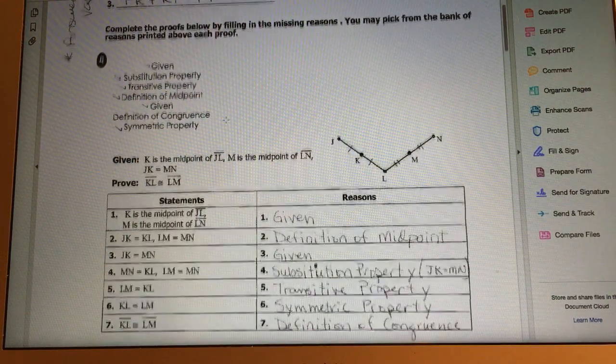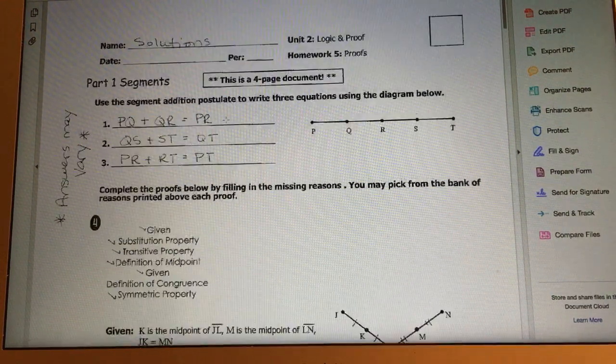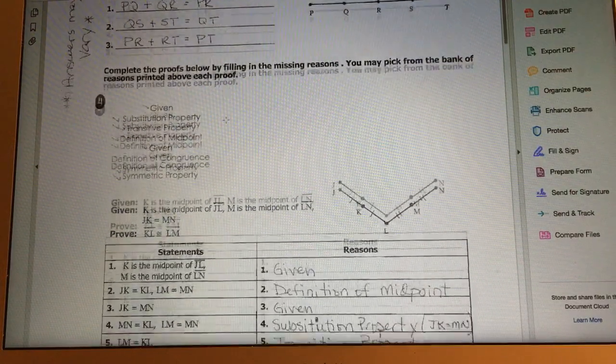And there we go. So that is numbers 1 through 4 on homework 5.